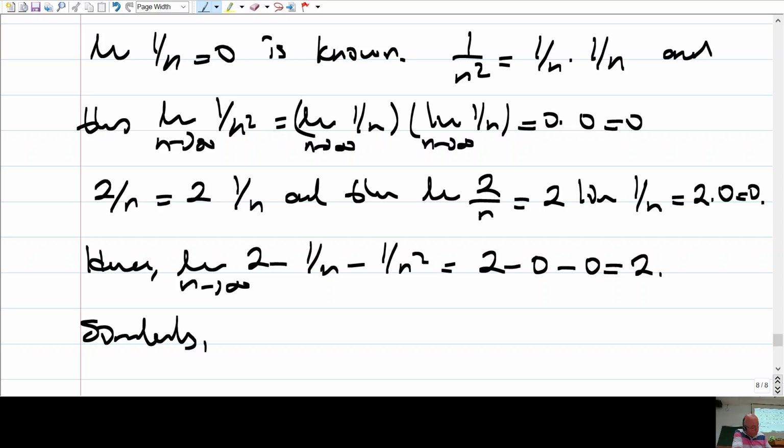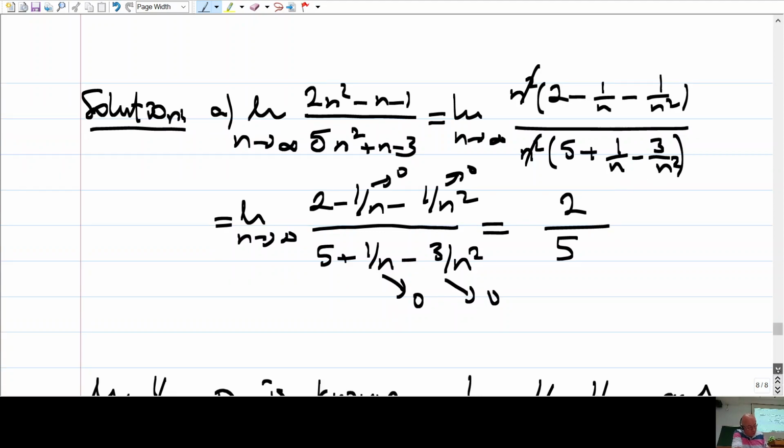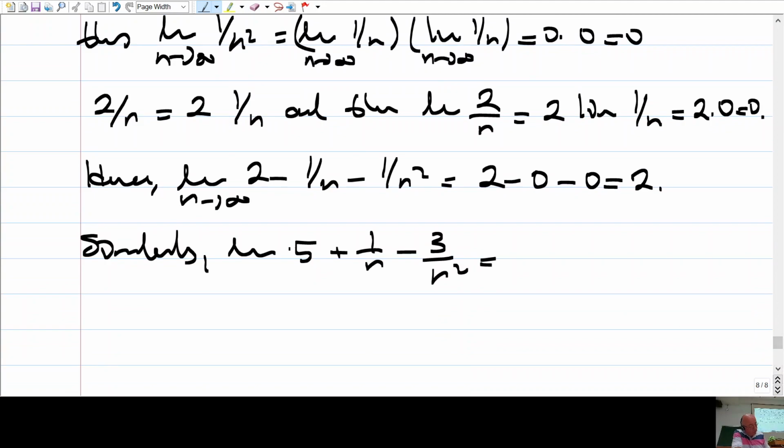Similarly, the limit of 5 plus 1 over n minus 3 over n squared. This is the denominator term here. What is this limit? Limit of 5, which is 5, plus limit of 1 over n, which is 0, minus 3 times 1 over n squared. 1 over n squared has already limit 0. So 3 times that will have 3 times 0, which is just 0. So this limit is 5.